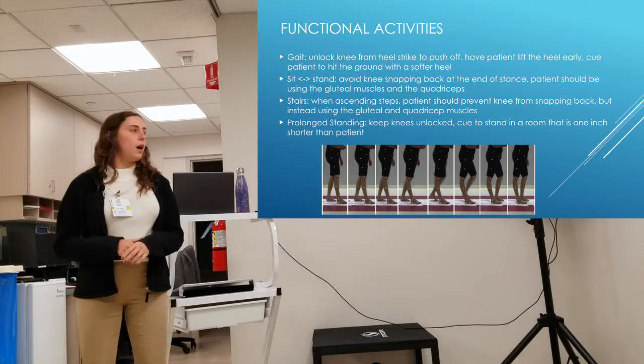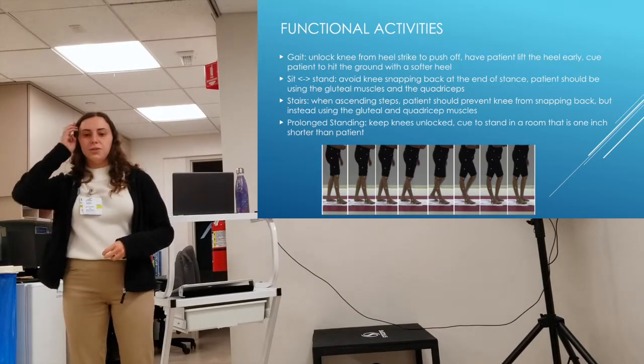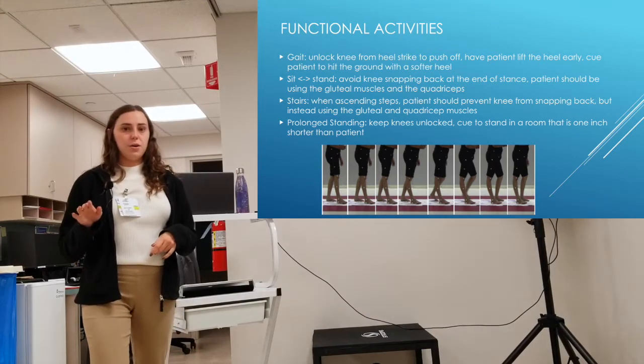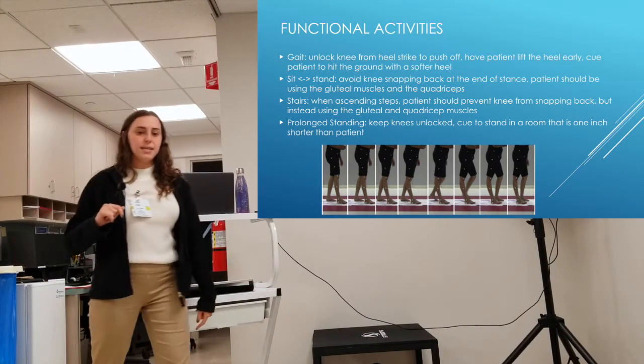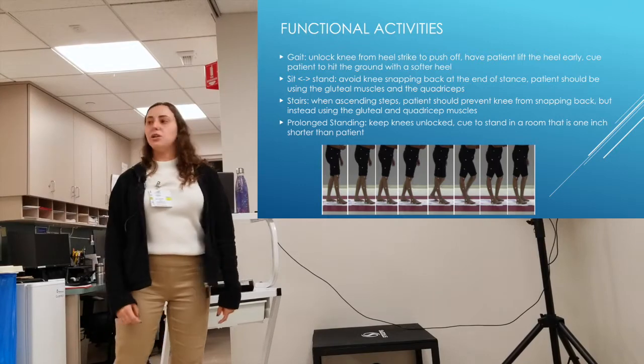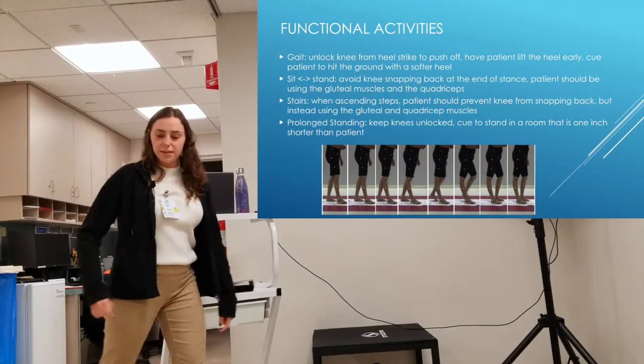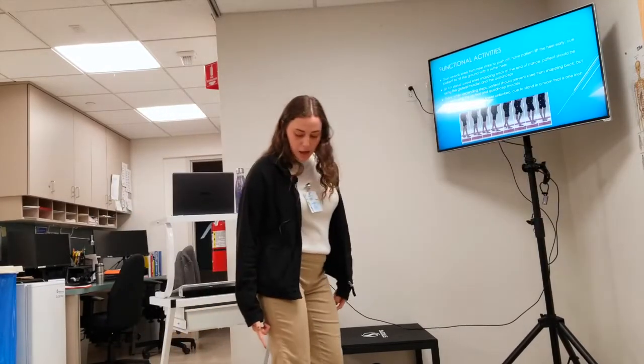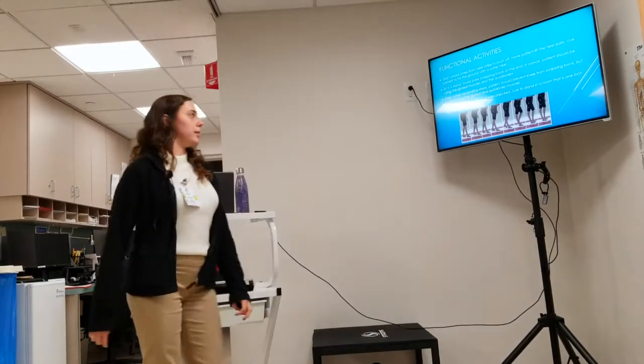We want them to unlock those knees. The ways we can do that is getting them to land with a softer heel, working on getting that heel toe, and then when they're getting to the end, we can have them lift the heel a little bit earlier. So instead of getting their leg back here where it's snapped back, we can get them to kind of step and unlock a little bit by lifting the heel early.